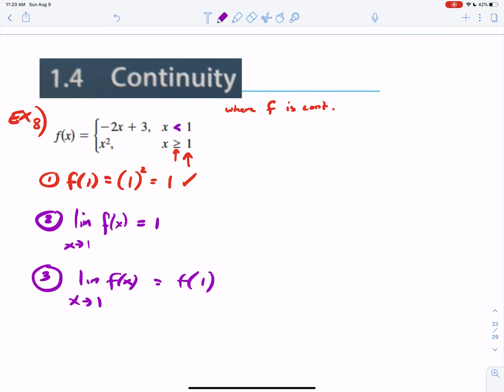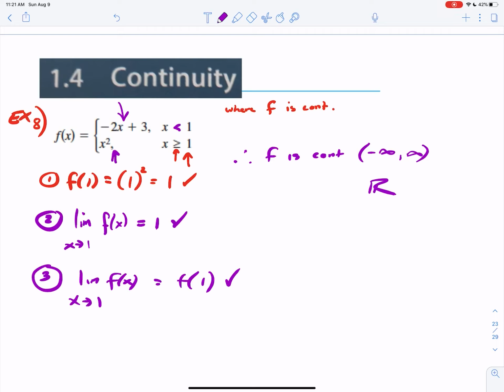So what does that really tell us if all 3 tests passed, right? We know that f is continuous at x equals 1. And as we discussed before, we know it's going to be continuous everywhere else too. So therefore, f is continuous on all real numbers. You can do the fancy R if you want, okay?